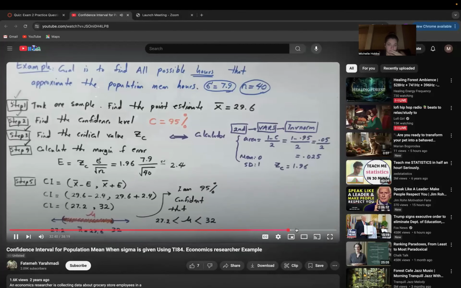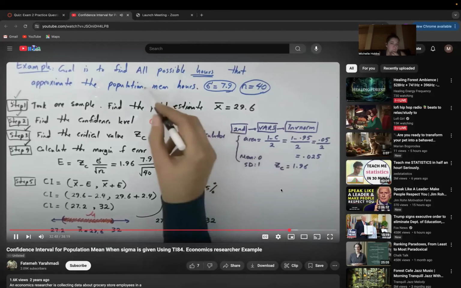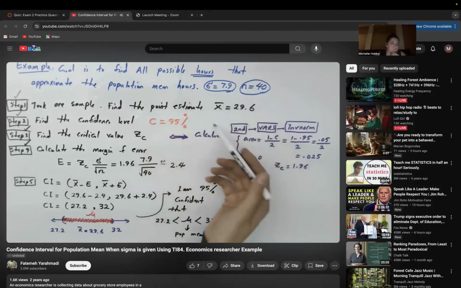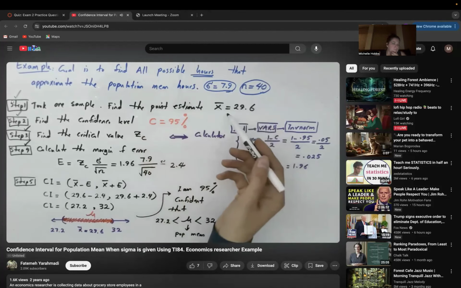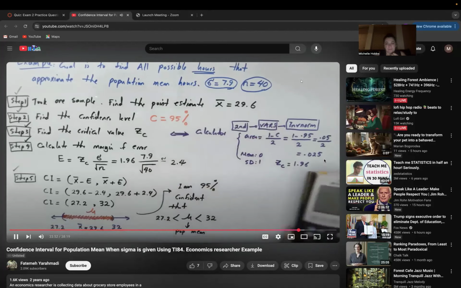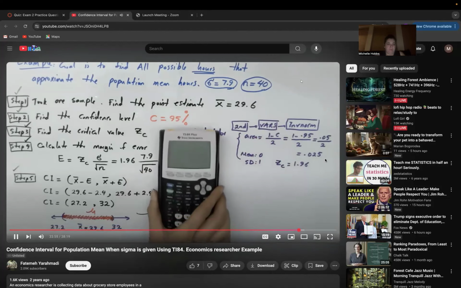The mu is the population mean. Remember that we do not have the population mean. That's why we took a sample. We found the mean of the sample, and then we used 95%. The final answer is correct. So let me put the calculator here for you.